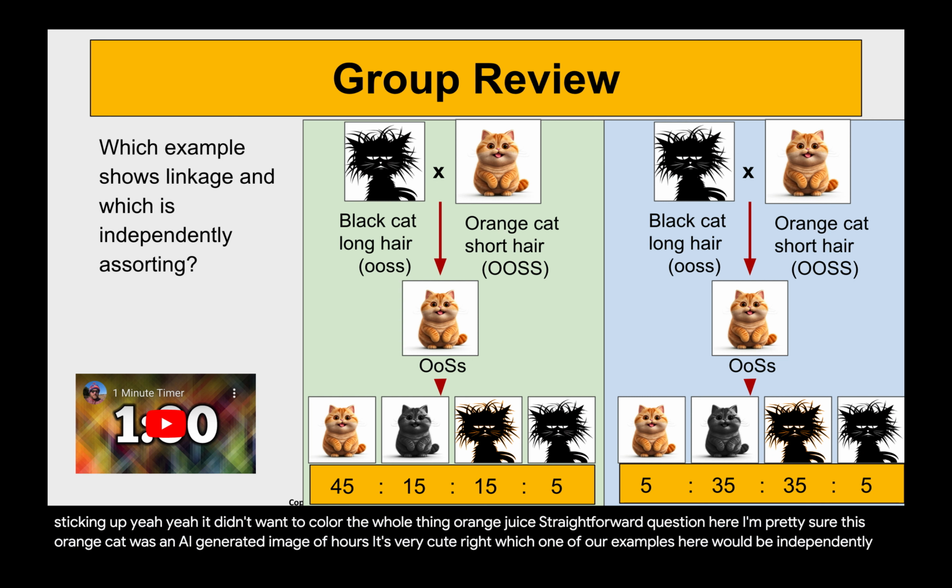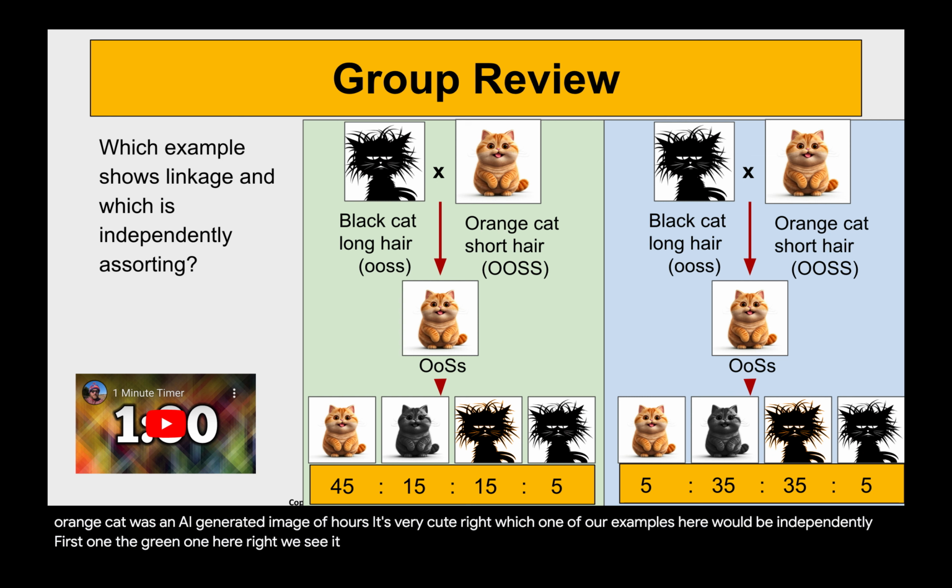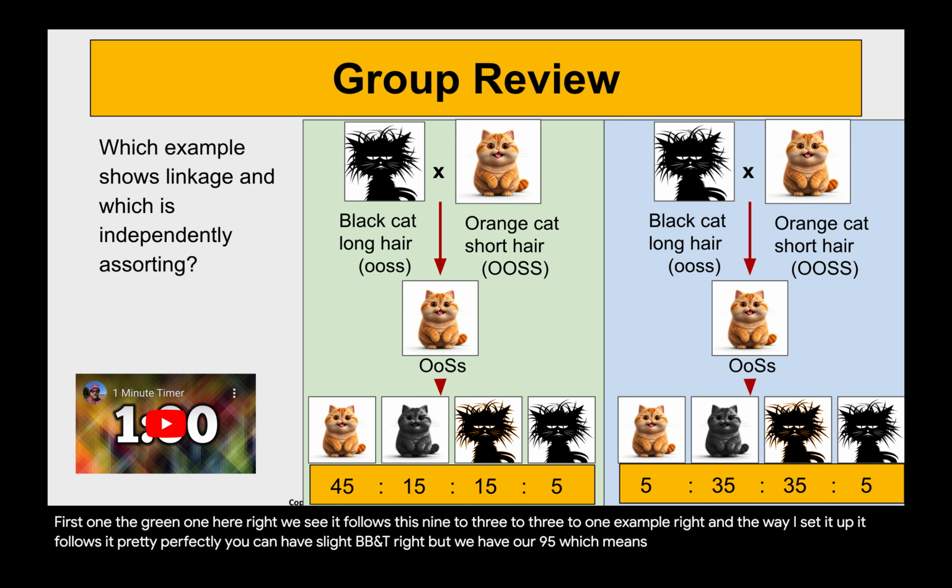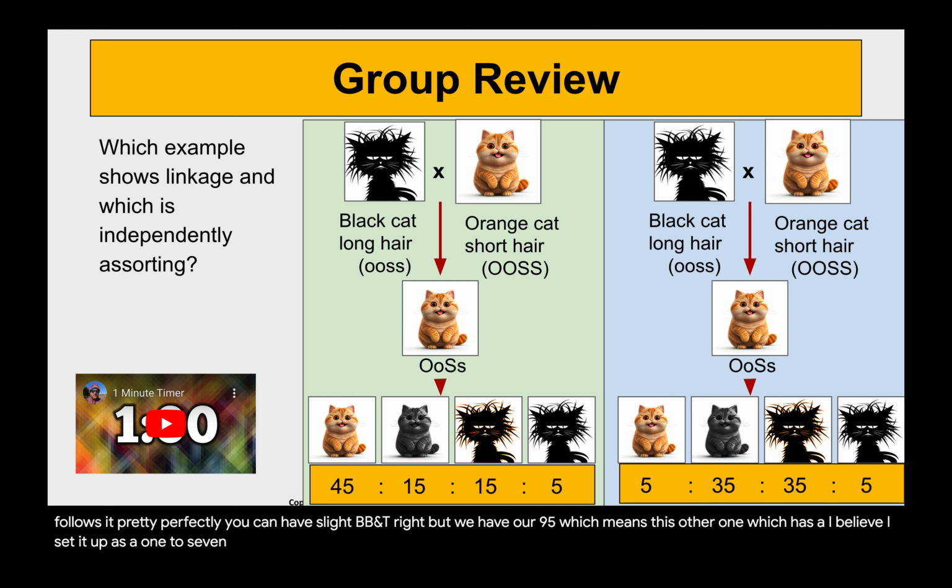All right, which one of our examples here would be independently assorted? Yeah, the first one, the green one here. We see it follows this 9 to 3 to 3 to 1 example, and the way I set it up, it follows it pretty perfectly. We can have slight deviance from that, but we have our 9 to 3 to 3 to 1 ratio, which means this other one, which I believe I set up as a 1 to 7 to 7 to 1 ratio, is not 9 to 3 to 3 to 1, so it is linked, all right? Are there any questions about linkage?